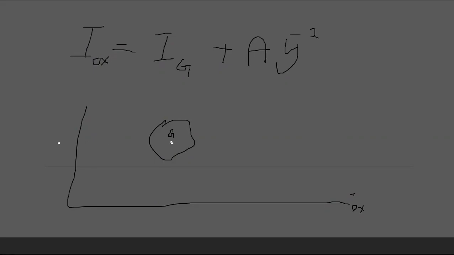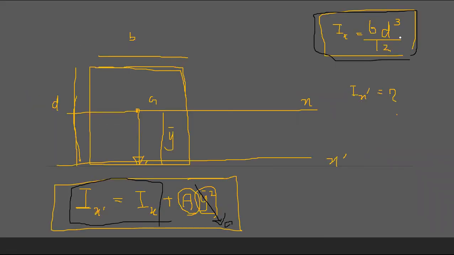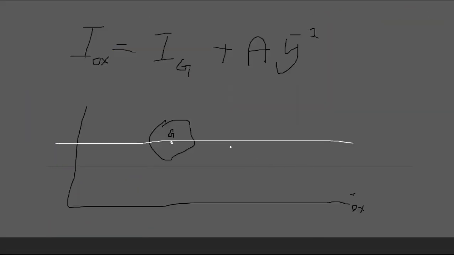Because now it's not going through the centroid, but you know the I given through the centroid, so you have it. If you don't have it, you have to find it, that's something else. If it is a rectangle, you know. If it is a triangle, you know. If it is a circle, you know. Those values you have to keep in mind, or else you have to derive from first principles.